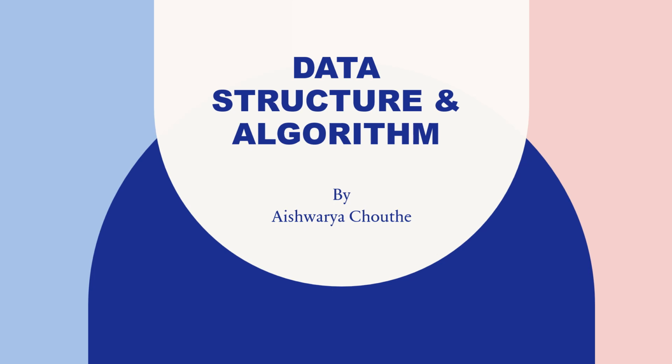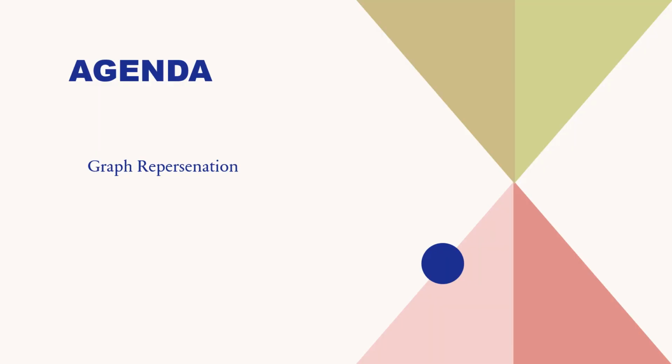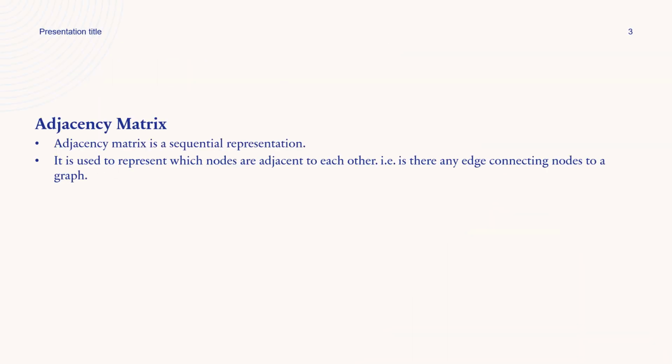So here we are going with the data structure series. In this video we'll see the graph representation. We can represent our graph using two ways, that is the adjacency matrix and adjacency list.